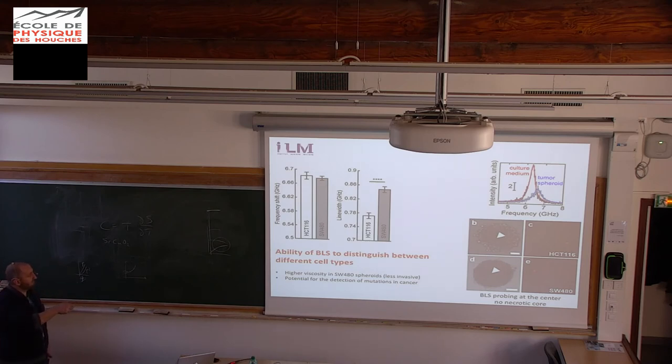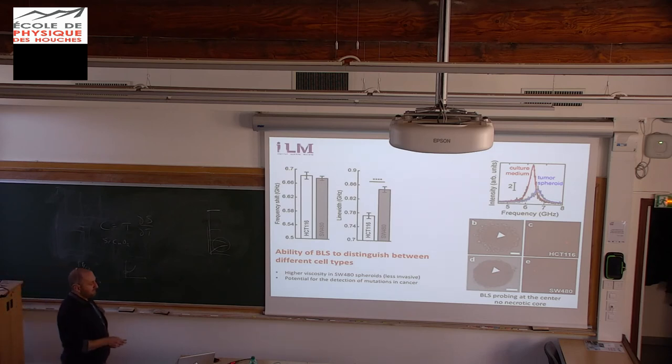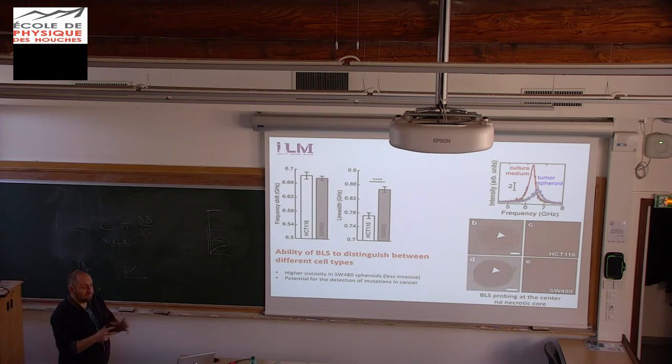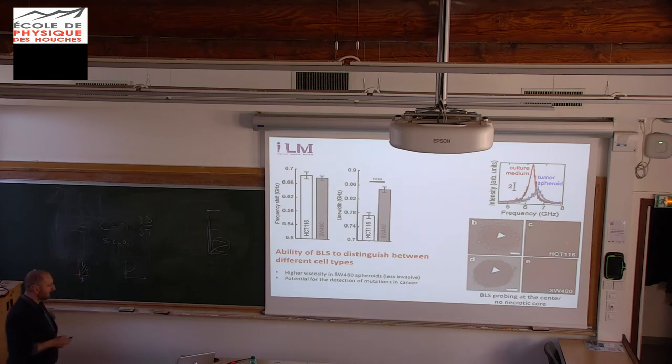On the frequency, you can't distinguish anything. It's almost the same frequency. But if you look at the line width, and this is why I told you that there is a lot of information on line width in Brillouin, you see that there is a change that is quite important, and it's different between the two. That means that the stiffness of the cancer tumor is different. So using this method, we can distinguish at least this.